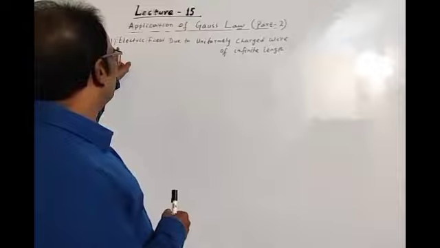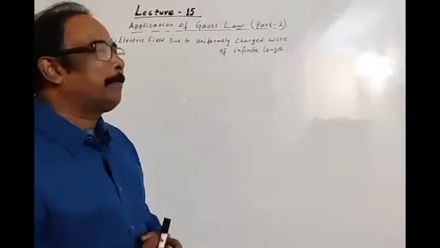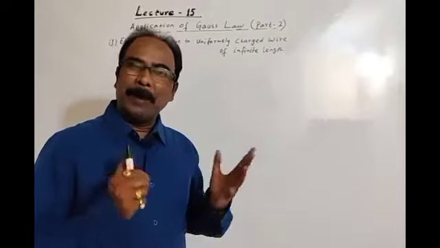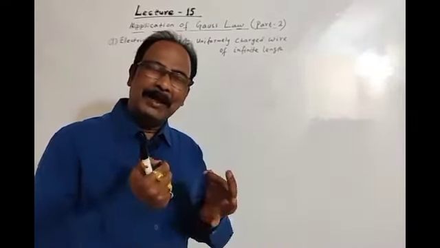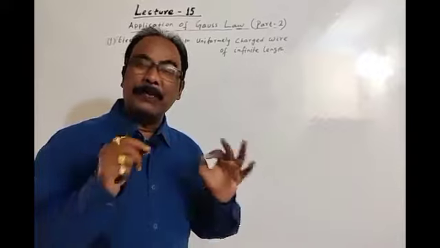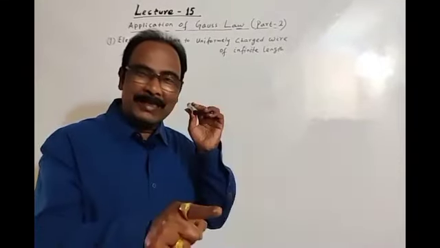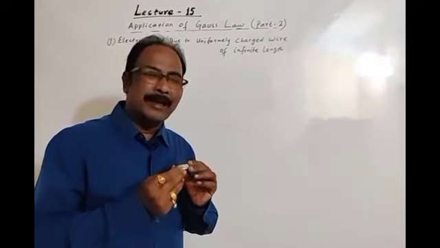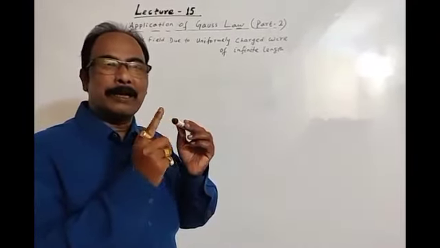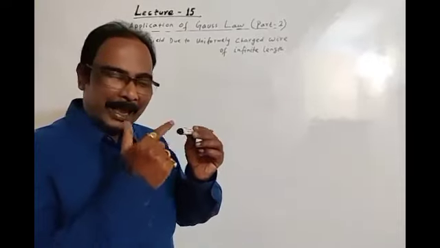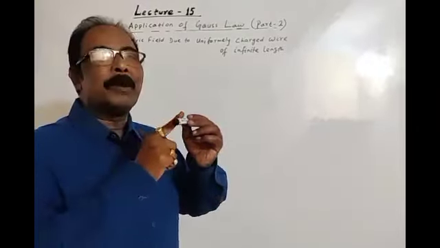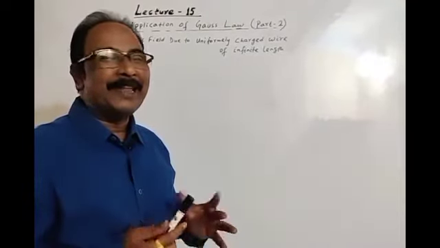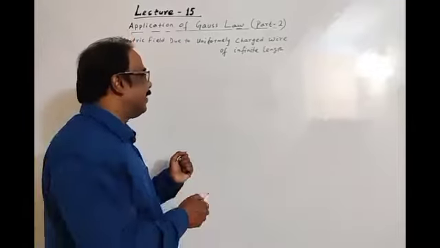In the first case, we are going to find the electric field due to a uniformly charged wire of infinite length. The length of the wire is too long, so you may assume the length of the wire is infinity. Another assumption is that the area of cross section of the wire is very small, but the length is very large, so we take the wire to be infinitely long.